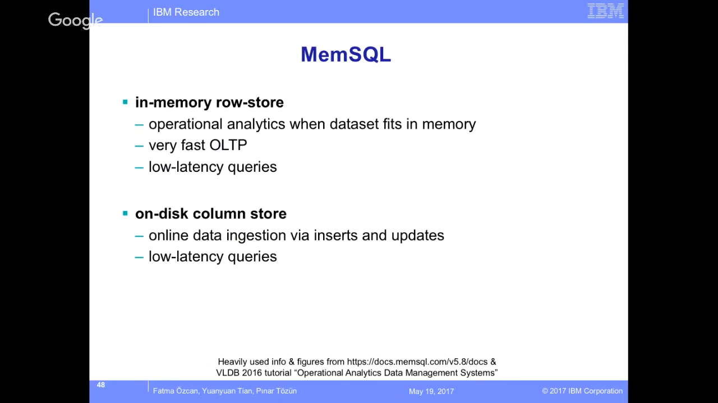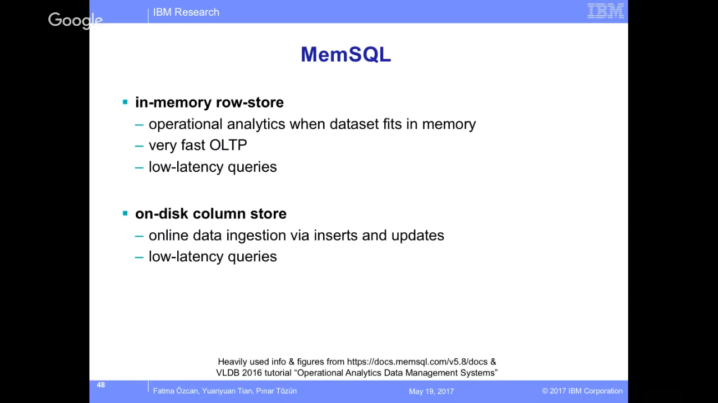Now the next system I will detail is MemSQL. Similar to HANA, MemSQL also gives you two options to store tables. You can either use the row store to keep a table, or the column store. Now the row store is strictly kept in memory. If your data fits in memory, you can just use the row store for both OLTP and OLAP and have operational analytics in there.